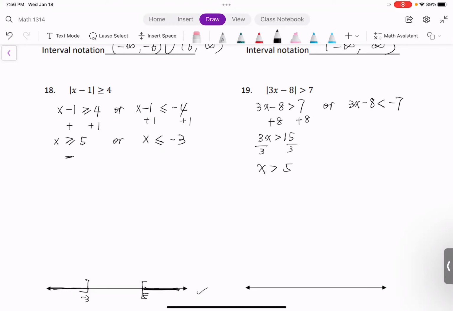Another inequality, add 8 here, add 8 here. 3x is less than positive 1. So divide by 3 on both sides. x is less than 1/3.